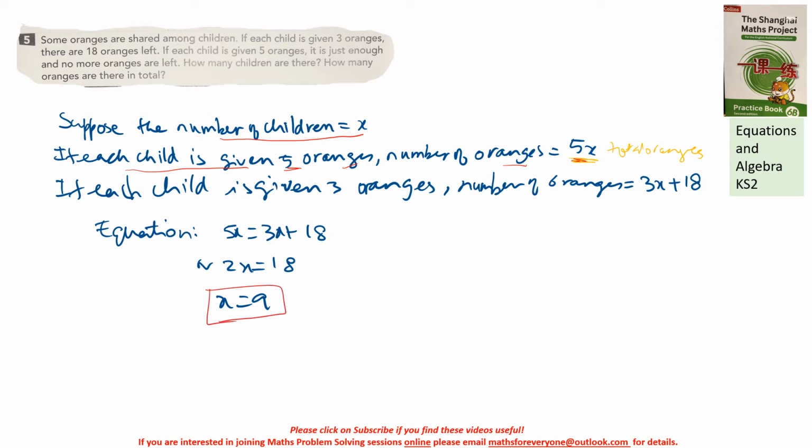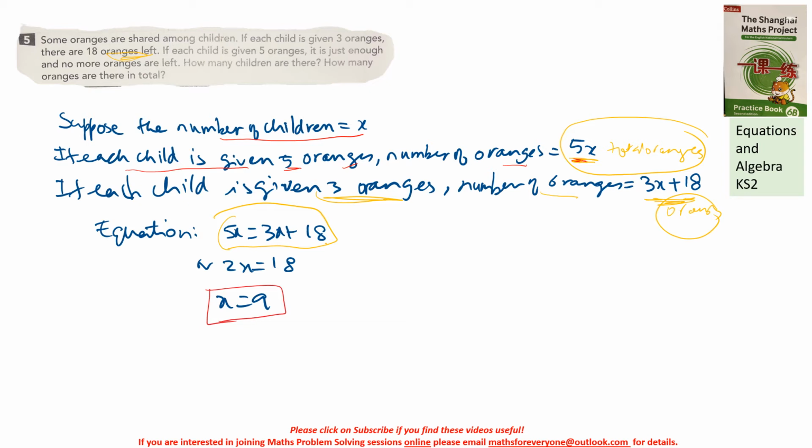If each child is given 3 oranges, then the total number of oranges will be 3x plus 18, because there are 18 oranges left. Now these are both oranges, so 5x equals 3x plus 18 is your equation, so 2x is 18, x is 9.